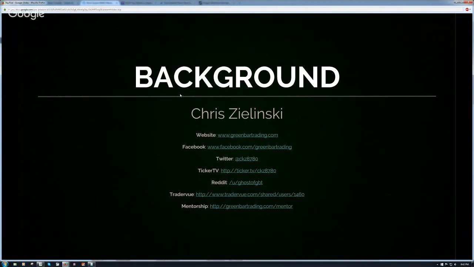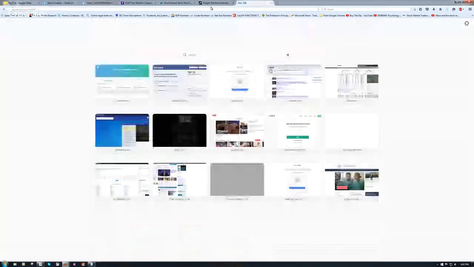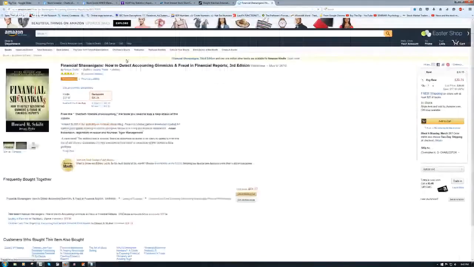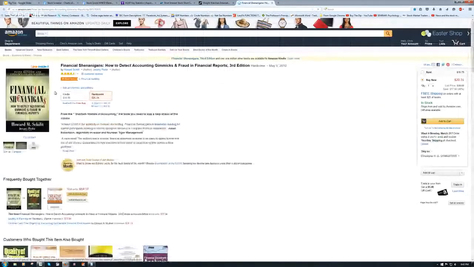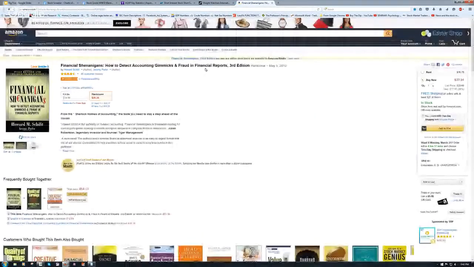For me, there's a book which I've just finished reading recently called Financial Shenanigans. This one's kind of interesting, how to detect accounting gimmicks and fraud in financial reports. This one really helped me with understanding financial reports. This would be, I guess, for more of a long-term investor. However, it can also help you to understand earnings reports a little bit better, and earnings reports are a big mover for day trades as well.